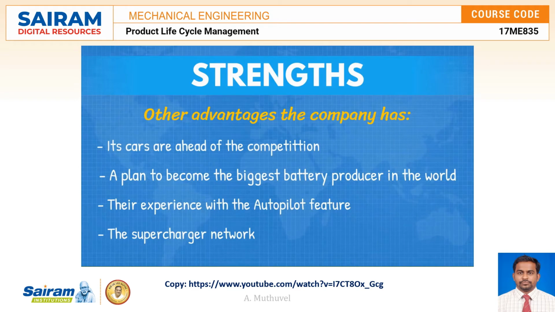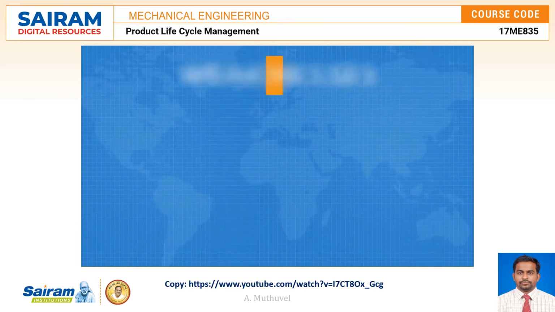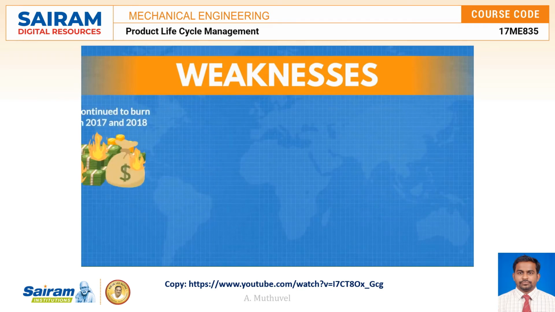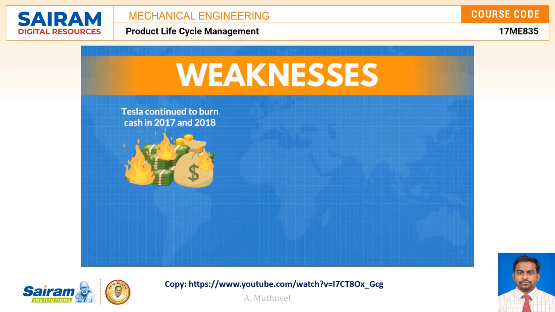In a perfect world, this would do. However, we live in a fossil fuel-dominated world, so let's consider Tesla's competitive weaknesses too. Number 1, and quite important, Tesla continued to burn cash in 2017 and 2018. The company has not turned a profit ever since it was founded.